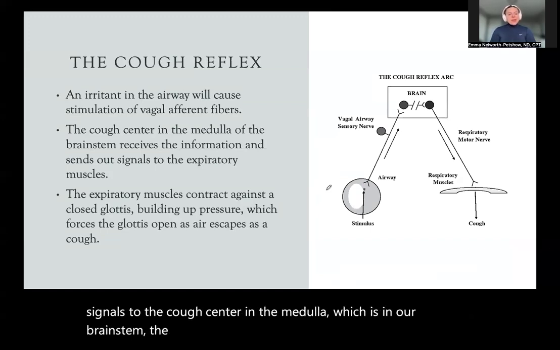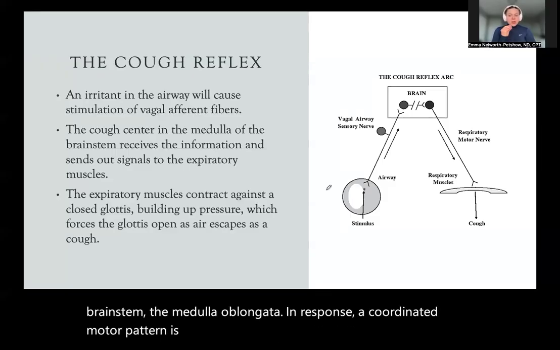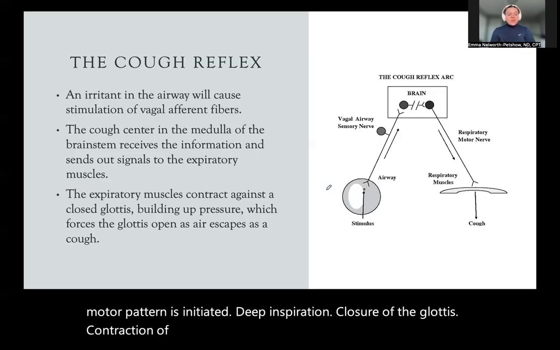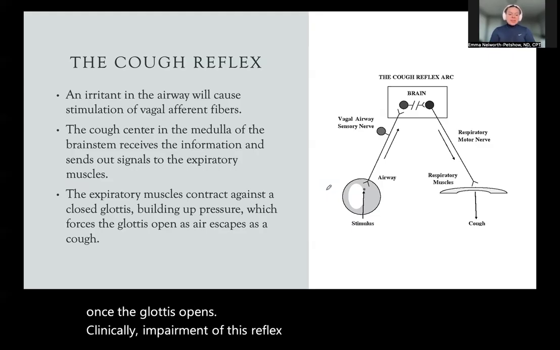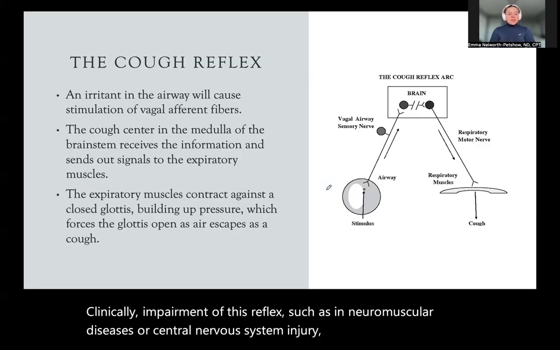In response, a coordinated motor pattern is initiated: deep inspiration, closure of the glottis, contraction of expiratory muscles, and then forceful expulsion of air once the glottis opens. Clinically, impairment of this reflex, such as in neuromuscular diseases or central nervous system injury, can greatly increase risk of aspiration.